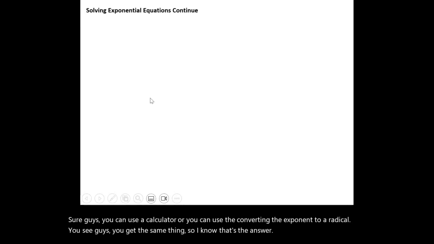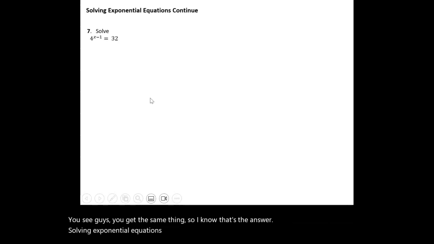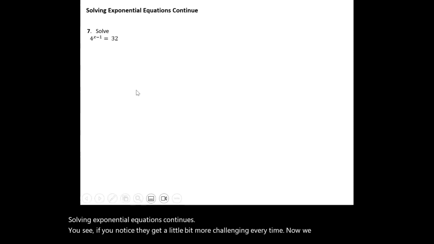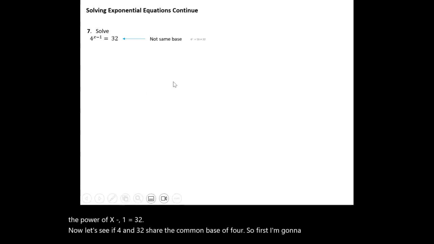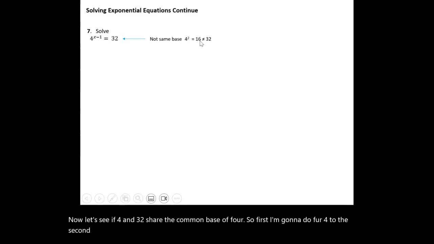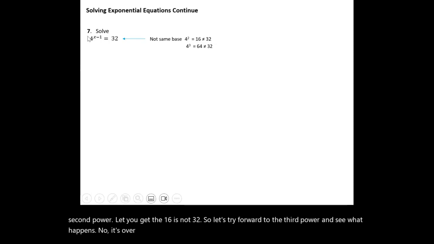Solving exponential equations continues. If you notice, they get a little bit more challenging every time. Now we have 4 raised to the power of x minus 1 equals 32. Let's see if 4 and 32 share the common base of 4. First, I'm going to do 4 to the second power. It gives us 16. It's not 32. So let's try 4 to the third power and see what happens. No, it's over, which means 4 and 32 don't have 4 as a common base.